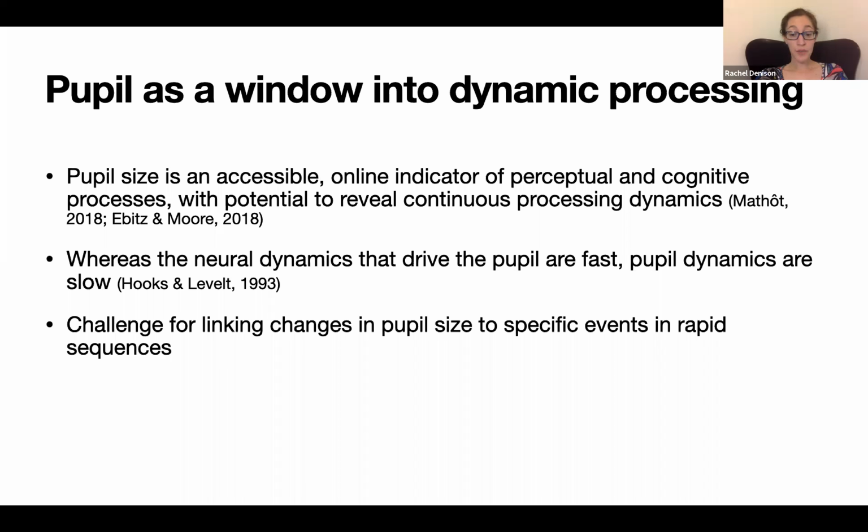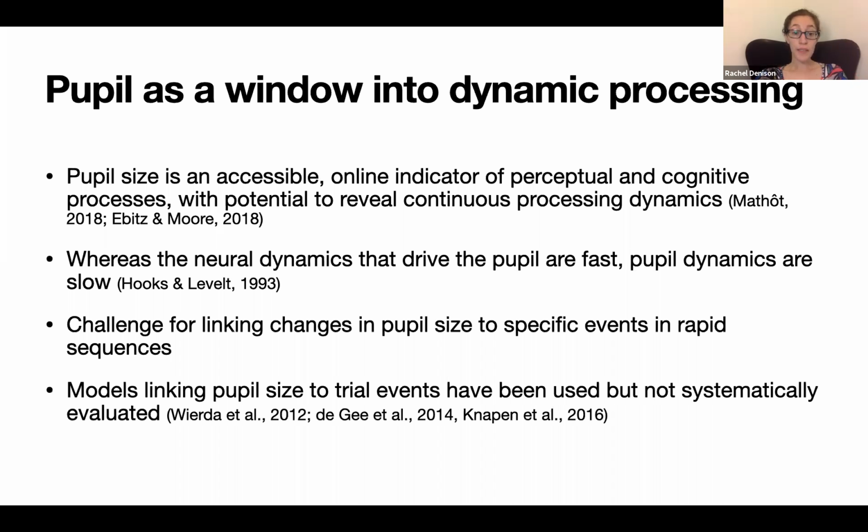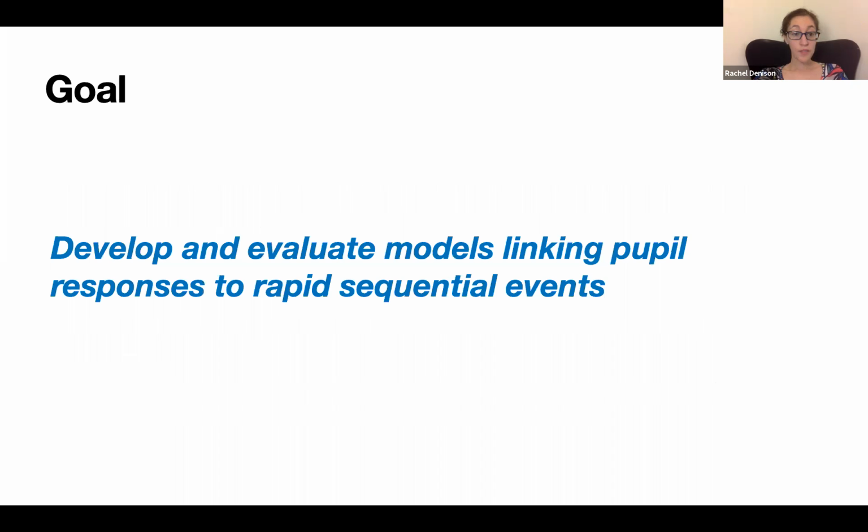One strategy for addressing this challenge is to model the relation between perceptual and cognitive events and pupil size. And such models linking pupil size to trial events have been used in the literature, but not yet systematically evaluated. And as a result, there is currently no standard approach to pupil modeling in the field. So our goal was to develop and evaluate models linking pupil responses to rapid sequential events. So first, let me introduce the data set that we used for the model development.